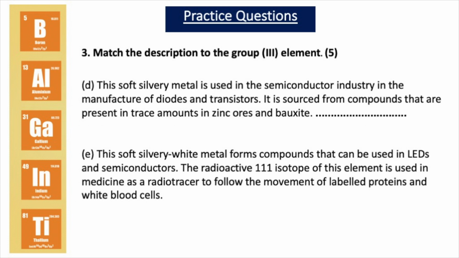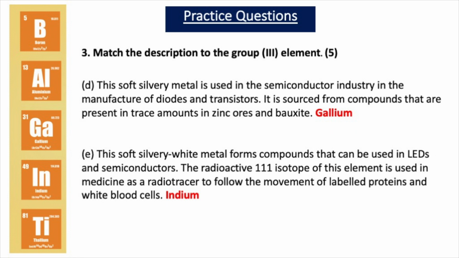So here's the rest of question 3. So read through the question, pause the video, have a go at it, and then we'll go for the answers. So once again, for question 3, you have to match the description to the group 3 element. So for D, this soft silvery metal is used in the semiconductor industry in the manufacture of diodes and transistors. It is sourced from compounds that are present in trace amounts in zinc ores and bauxite. Well, this element is gallium.